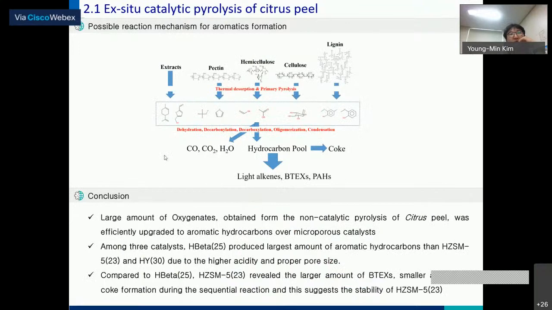Okay, so this is the schematic reaction mechanism. By thermal desorption or post-pyrolysis, biomass can be converted to various kinds of oxygen-containing products. If we apply catalytic pyrolysis, the products will be differentiated. In my case, I applied the HZSM-5. In this case, by the hydrocarbon pool mechanism, aromatic components like alkanes, benzene, toluene, ethylbenzene, and xylene can be produced. So we can test this kind of reaction.